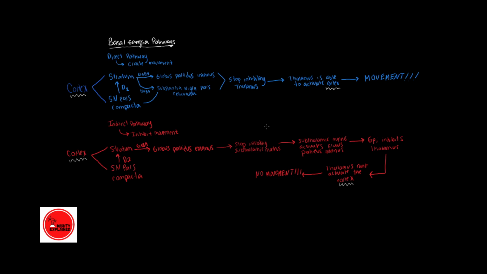And recall, as I stated before, over here in the direct pathway, when the globus pallidus internus is active, it likes to inhibit the thalamus. So the GPI will be active now, inhibiting the thalamus, and the thalamus will no longer be able to activate the cortex, and that will result in no more movement.